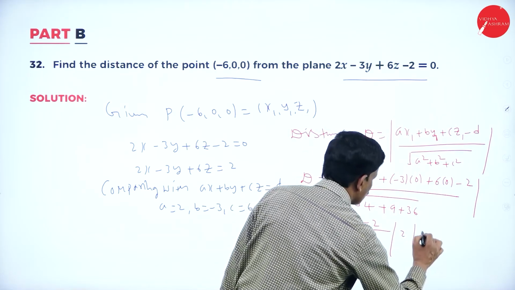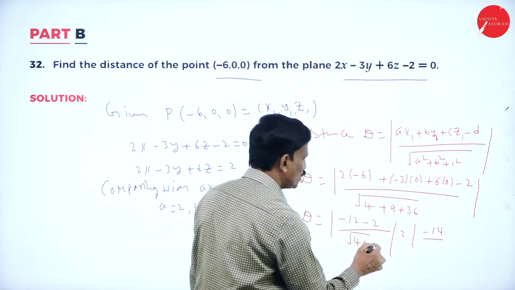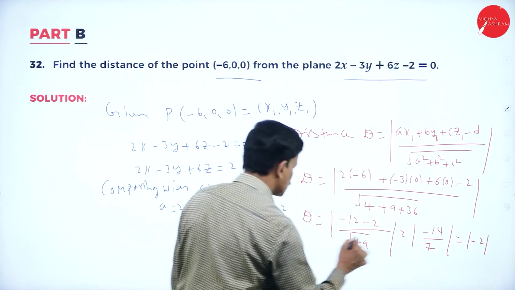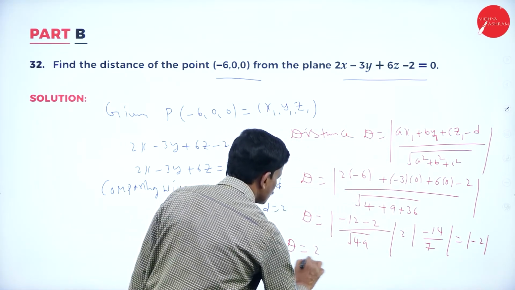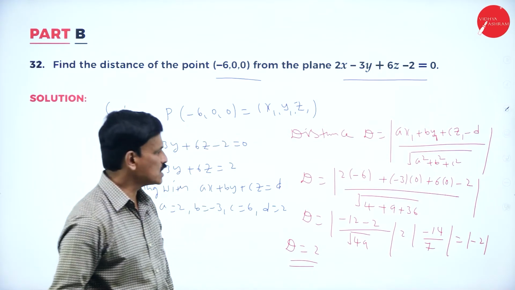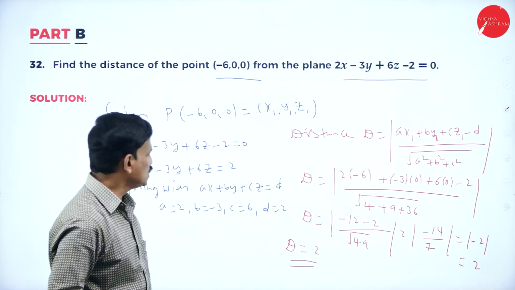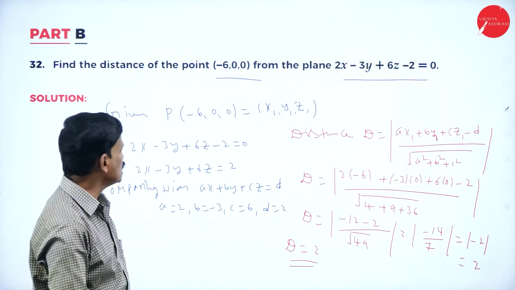So this is minus 14 divided by square root of 49, which is 7. This is equal to minus 2. Since you can take the mod, this is equal to 2. So the distance d, if you take mod, minus becomes plus, d is equal to 2. So the distance is 2.